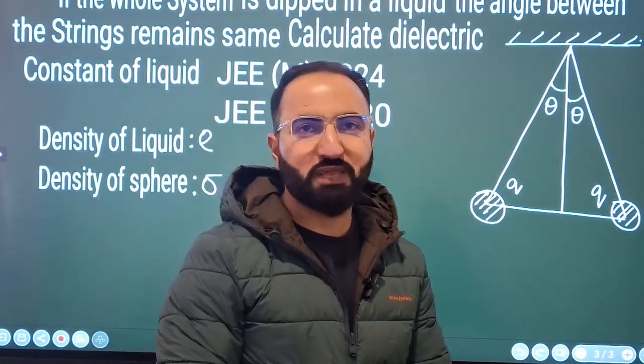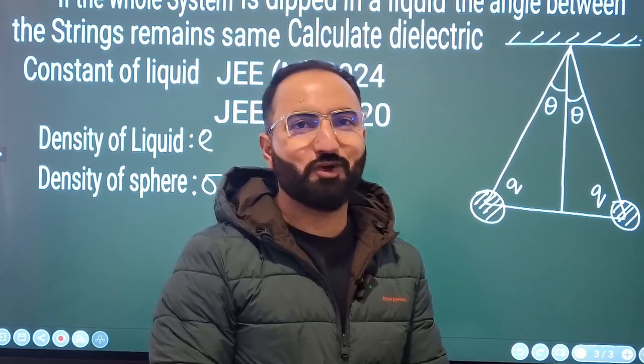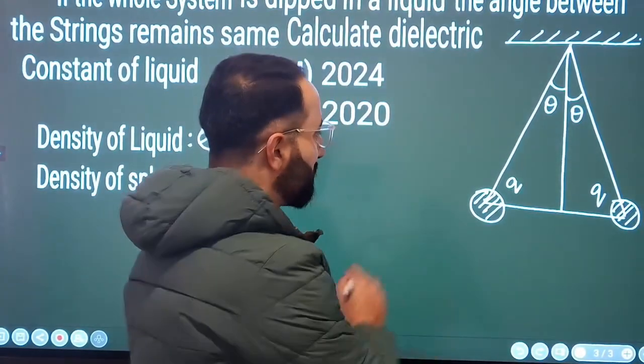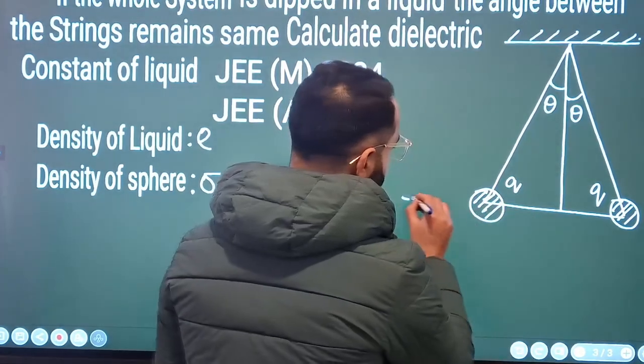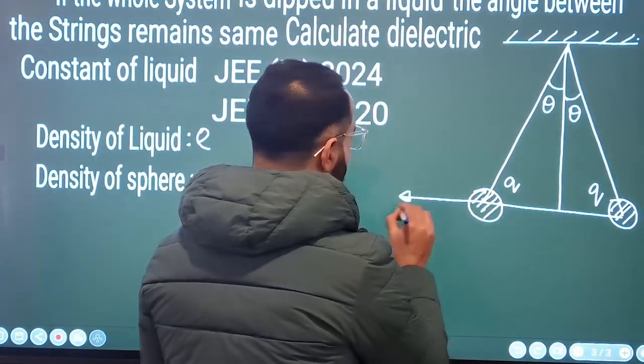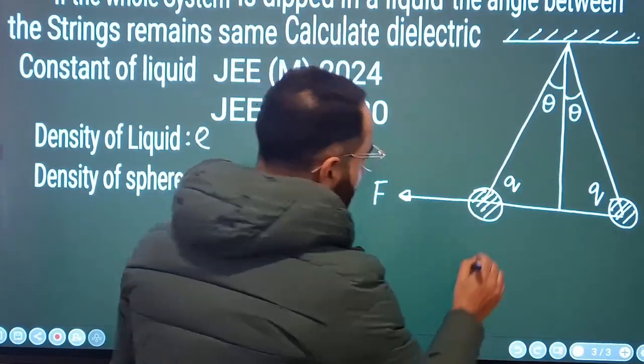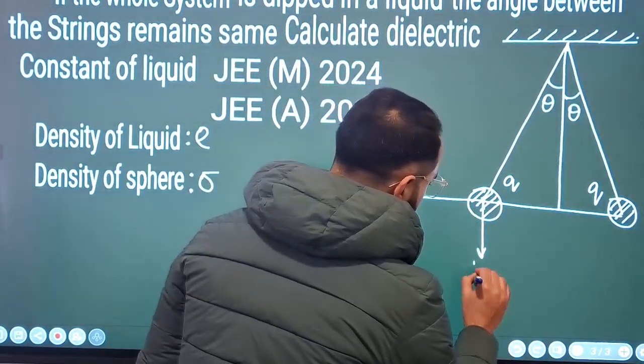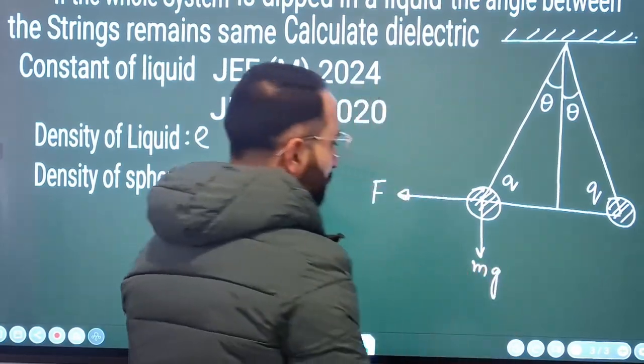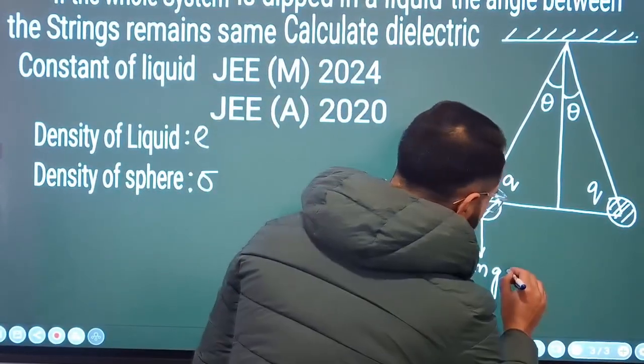So when it is in vacuum, can you tell me how many forces are there on one particle? On this particle, there will be electrostatic force of repulsion like this. Let me name that as F. There is weight, the gravitational force in the downward direction, m multiplied by g. I can write this mg like this.